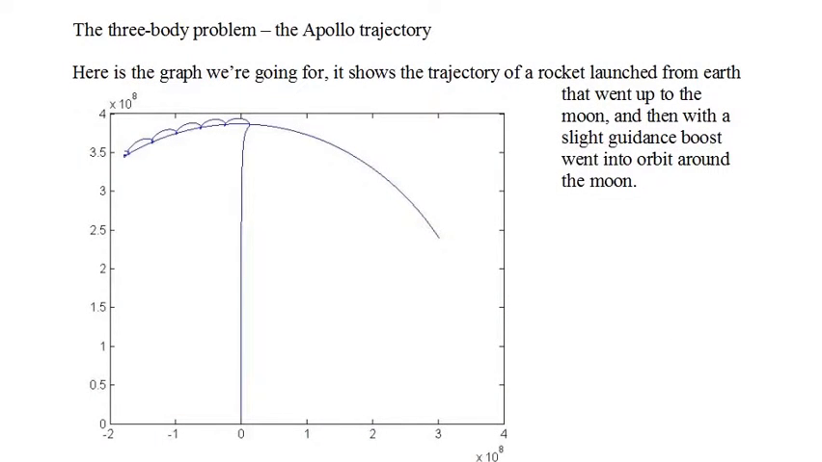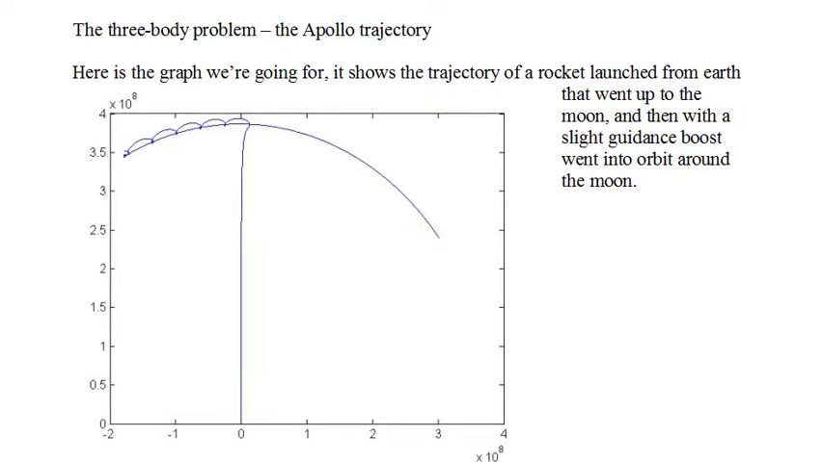Our goal in this project is to create a very simple model of the Apollo trajectory. The graph shows the result of the project. The trajectory of a rocket launched from Earth that flies up to the moon and with a little nudge goes into orbit around the moon. The graph shows the entire flight, including 5 orbits around the moon.